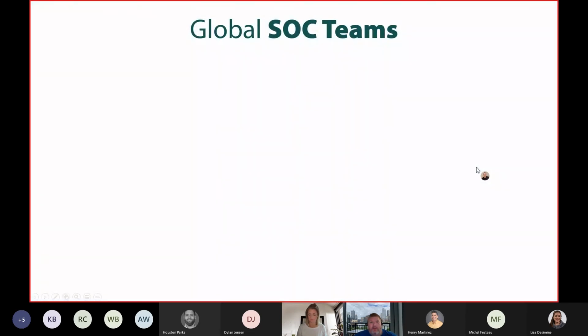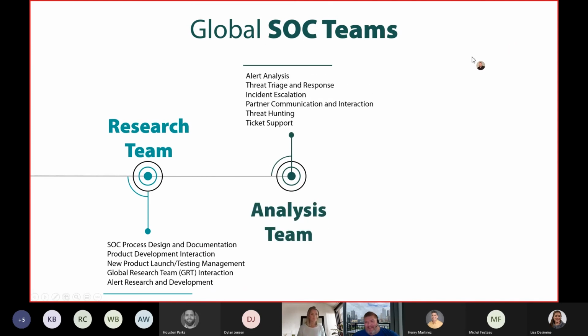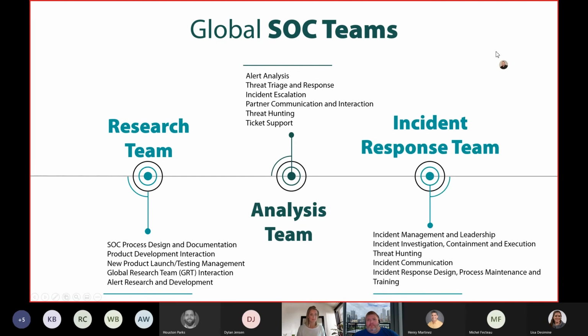I had mentioned the different components of the SOC, or the SOC teams. So there's the analysis team, the research team, and then this is taking its time. I don't know if it's my internet connection, but it's taking a while to load on me here. Yeah, there we go. So the incident response team, the analysis team, and the research team.